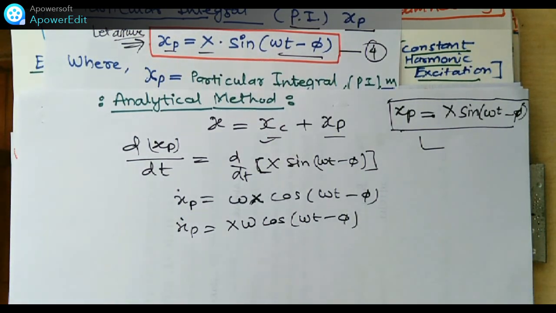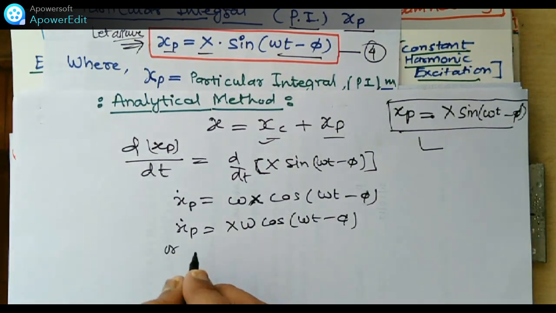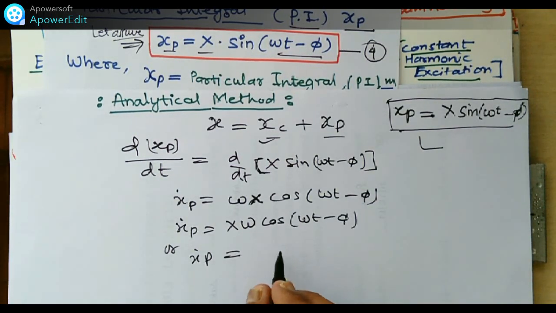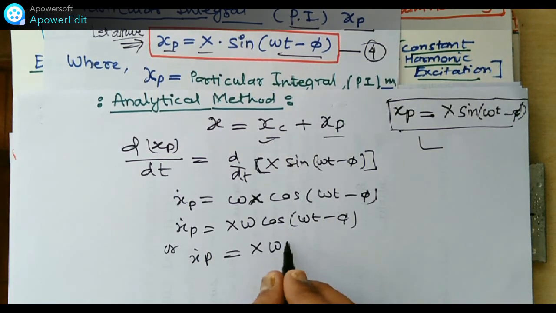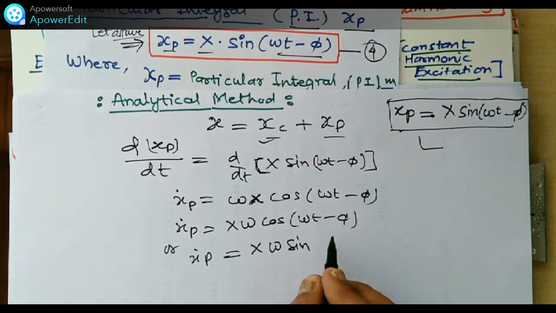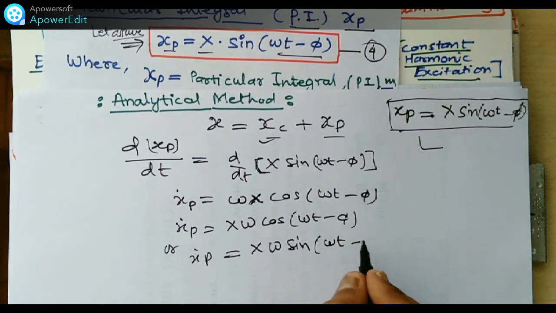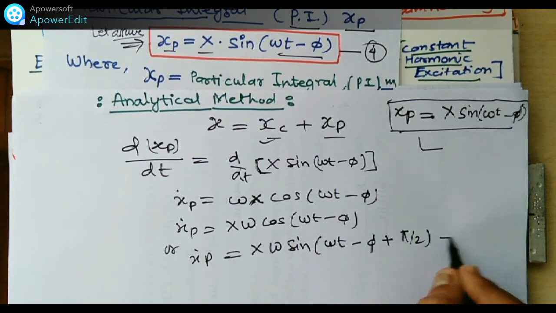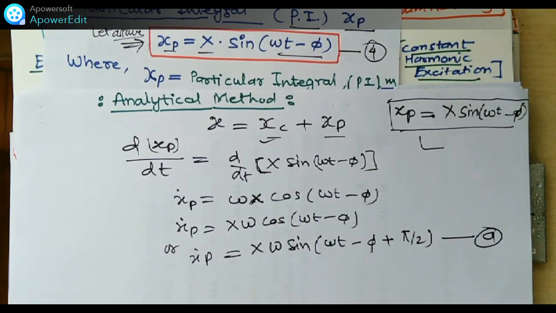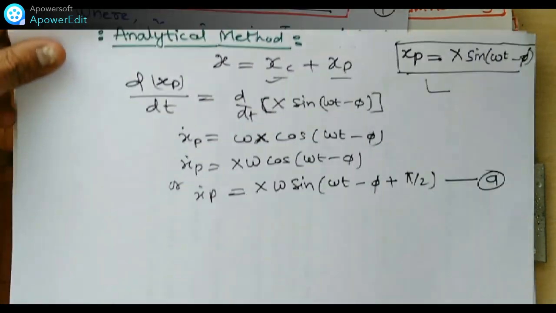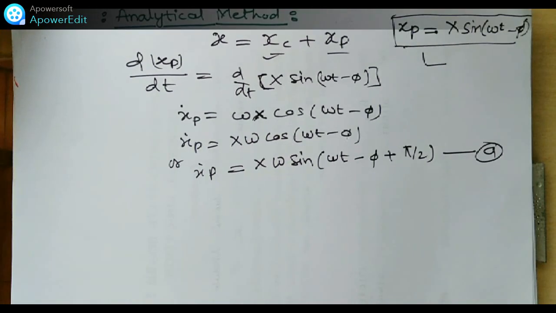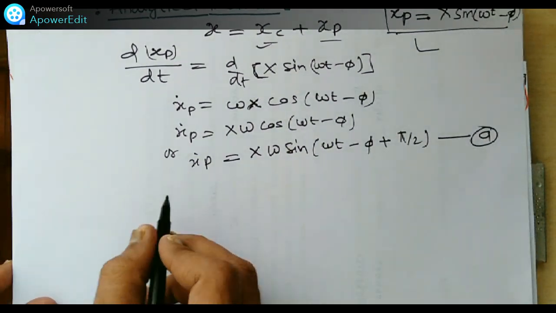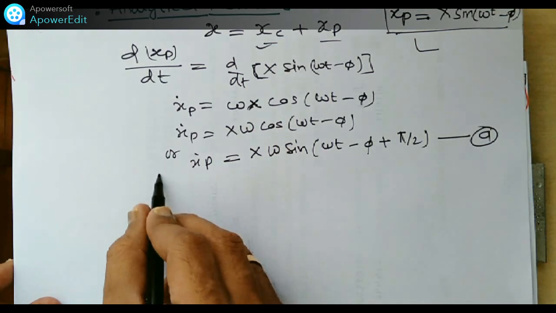Also, if we convert it in terms of sine, what is the equation? It is X omega sine of omega t minus phi plus pi by 2. I have called this equation A. Again we have to differentiate, one more time, this equation.